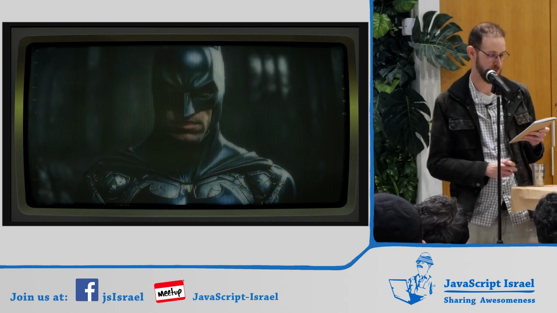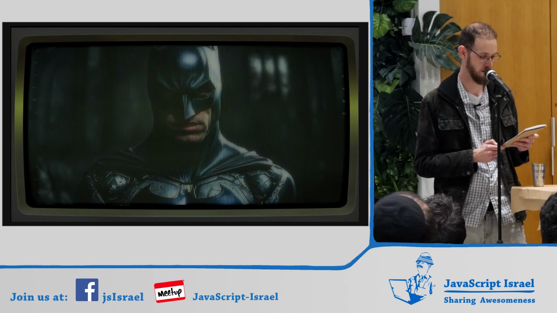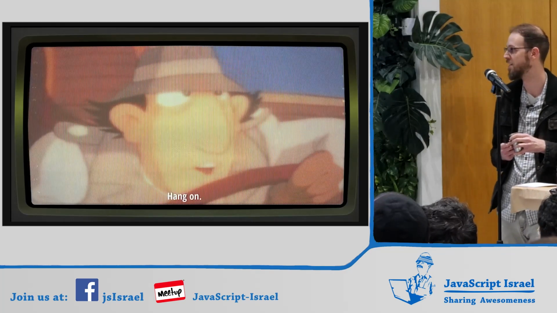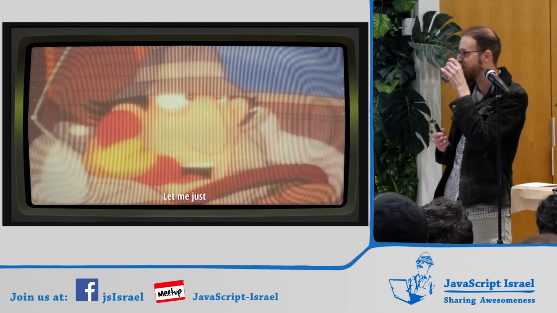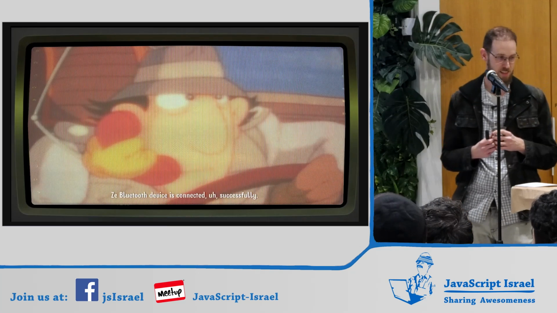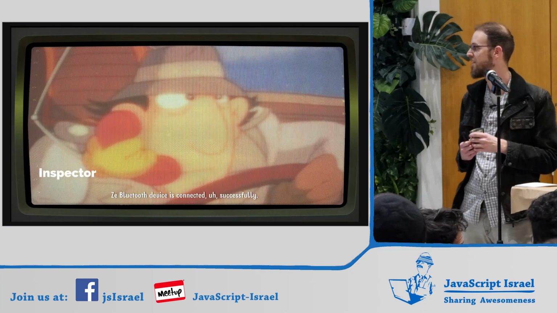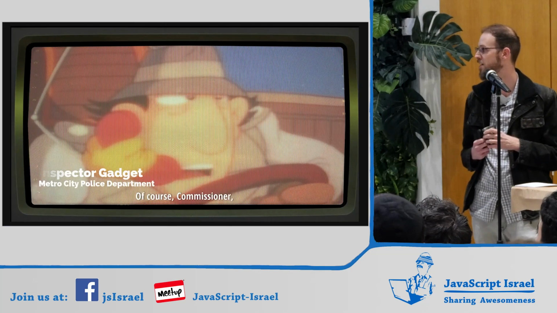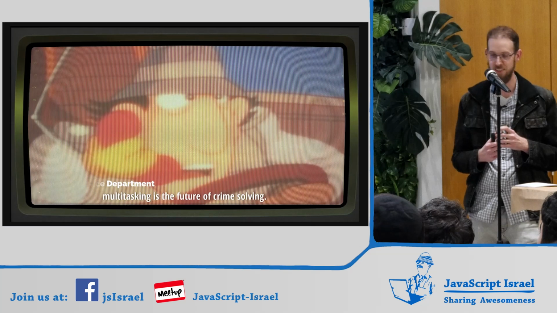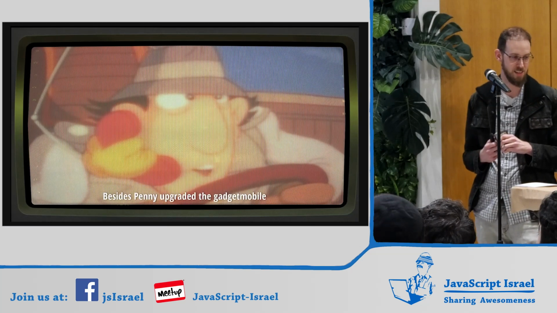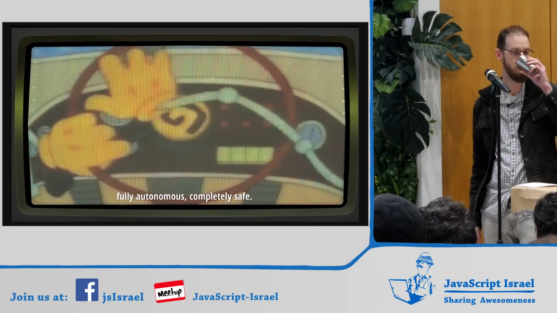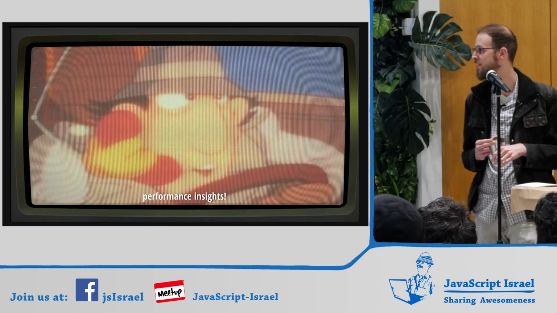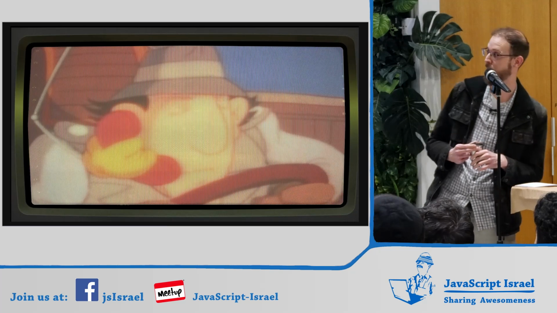Our next up is, oh no. Go Gadget, desperate cam. Hang on. Let me just. Go Gadget, Bluetooth headset. The Bluetooth device is connected successfully. Gadget, are you driving on this call? Of course, Commissioner. Multitasking is the future of crime solving. Besides, Penny upgraded the Gadget Mobile, fully autonomous, completely safe. Anyhow, go Gadget, performance insights. Okay, what do you have for us?